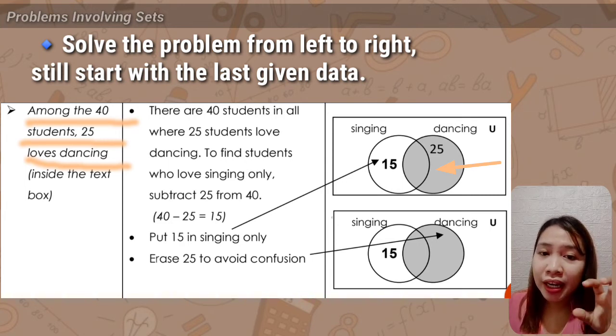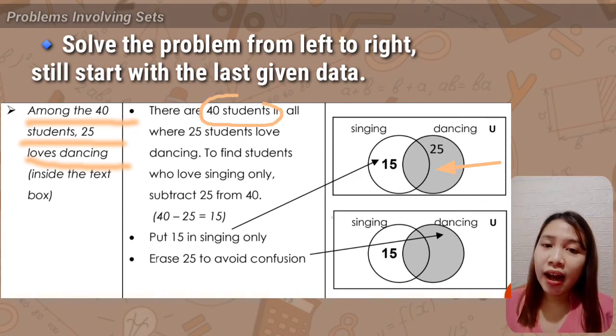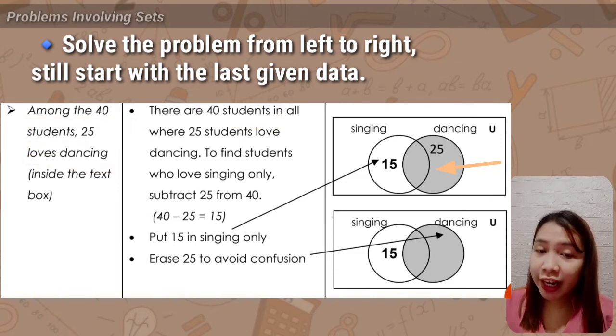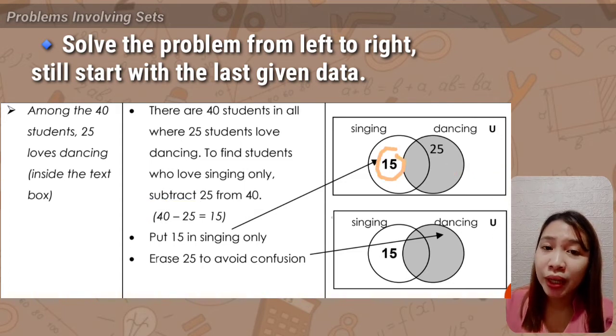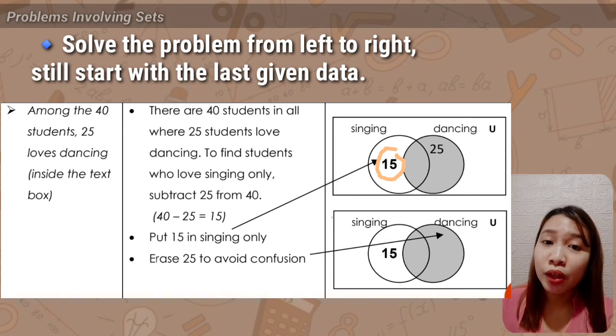Ibig sabihin, ililes natin yung 25 na yon sa 40 kasi ang kabuuan ng estudyante ay 40. Kaya 40 minus 25 ay equals to 15. So, ibig sabihin, itong 15 na to ay kabilang dun sa 23 na gusto yung singing. And yung 15 na to ay ito lang yung mga estudyante na gusto lamang ay singing.